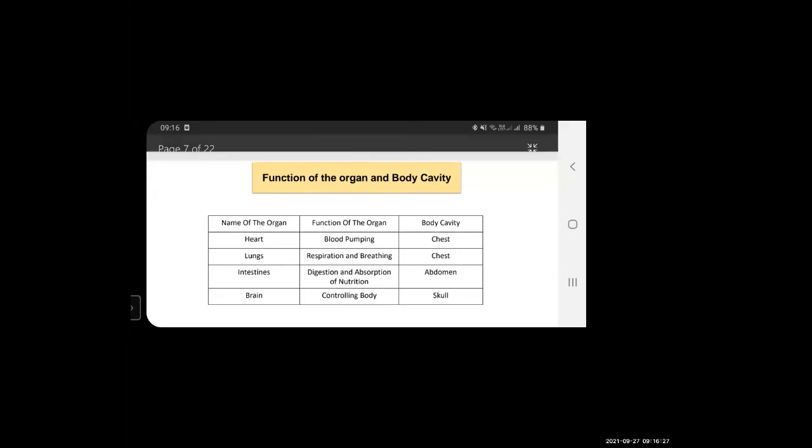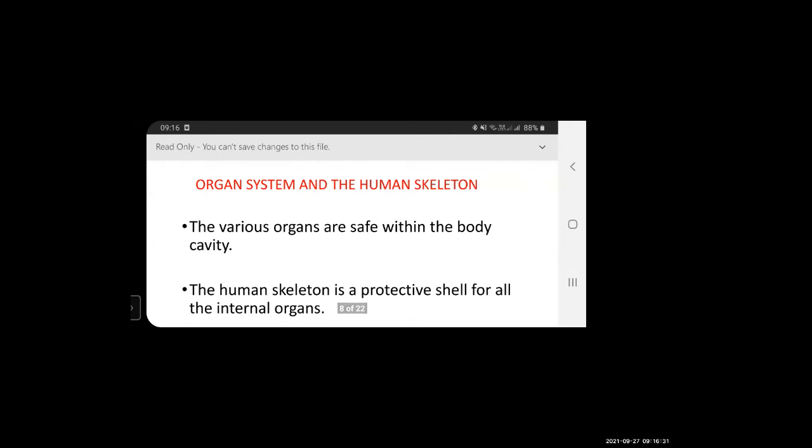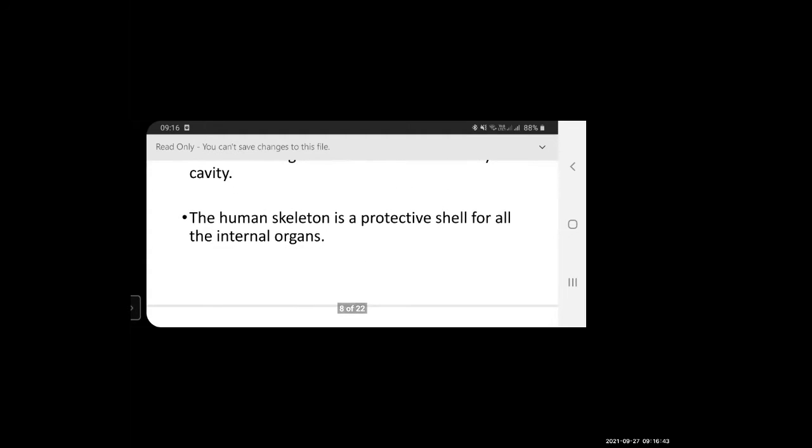Now see, can you see the page? Organ system and the human skeleton. The various organs are safe within the body cavity. The human skeleton is a protective shell for all internal organs. What is the use of the human skeleton? It is the protective shell. Shell means a covering for the internal organs.